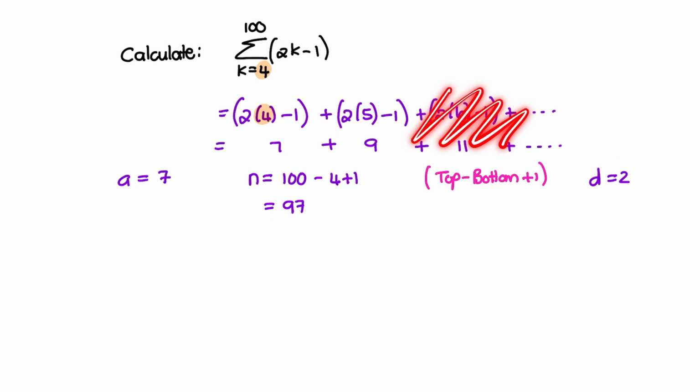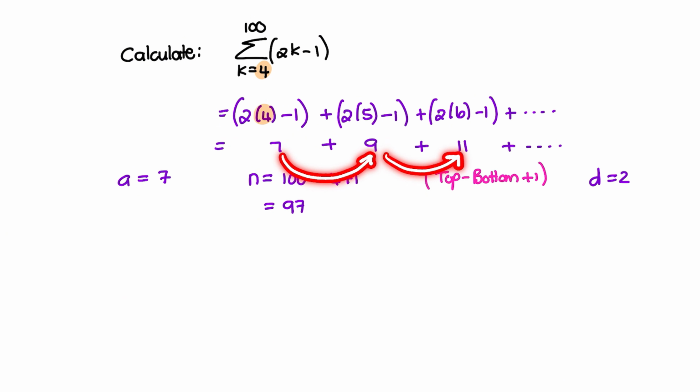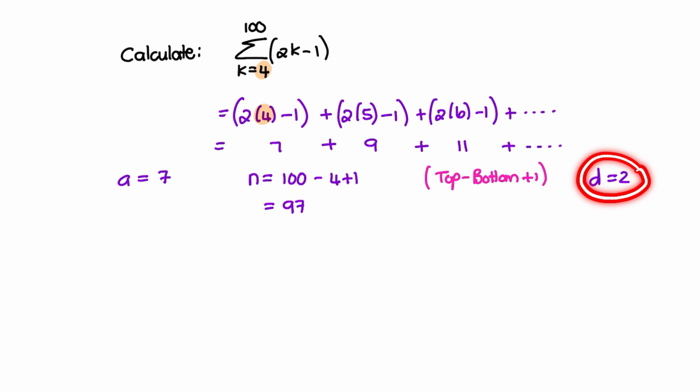So we're not quite sure if we are multiplying or adding, so we need to find the third term as well. So that is 2 times 6 minus 1, and that is equal to 11. And what I want you to notice is that between terms, or from one value to the next, we are adding or increasing by 2. So that is our constant difference between terms.